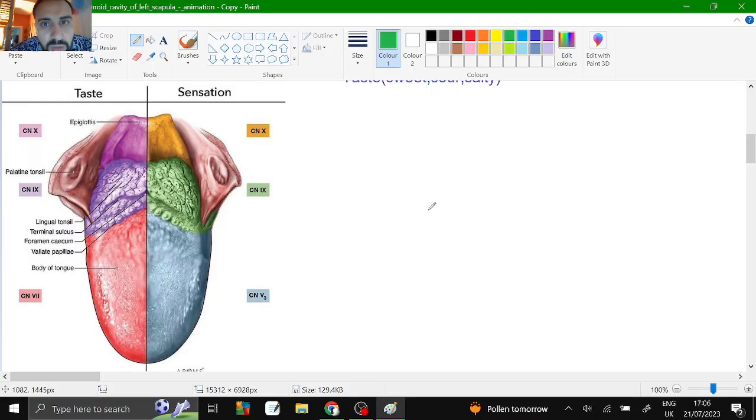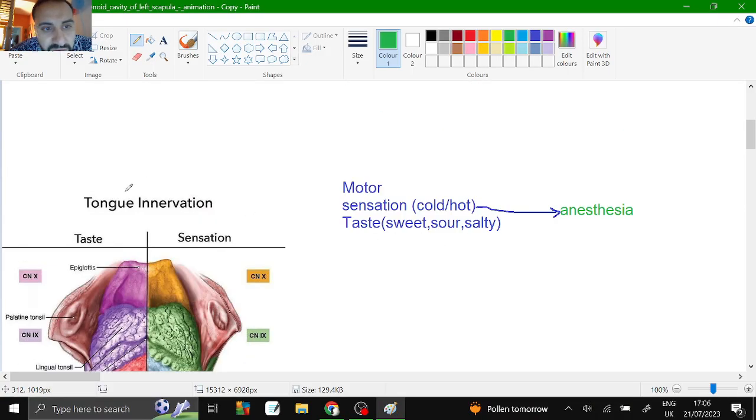Okay, we will talk about the tongue innervation. So we have the motor innervation, which is for the muscles that control the tongue. And we have the sensation of the tongue, and that's to feel the cold and hot food. And sometimes in the question it says anesthesia. For example, a patient went to a surgery and now the patient is complaining of anesthesia.